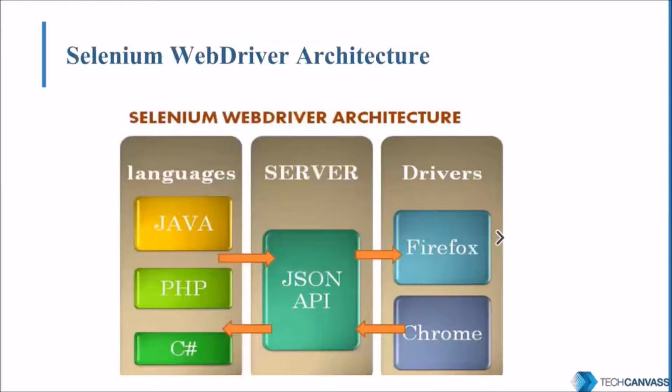So what we have is our programs or scripts written in either of the programming languages, be it Java, PHP, or C#. Then those commands are sent to our WebDriver server, and that in turn gives commands to the browser using JSON API. It's just knowledge that you should be aware of, how the flow happens.